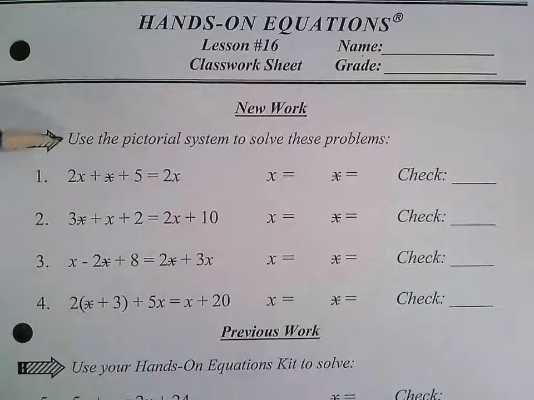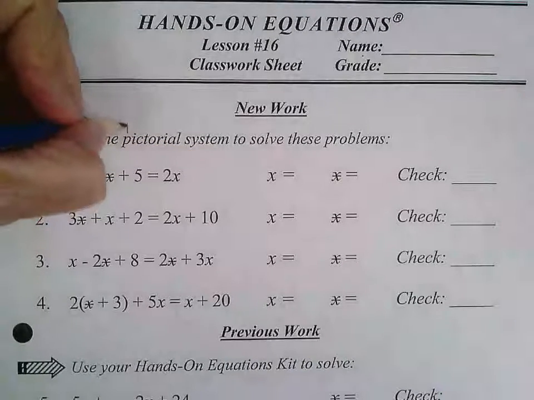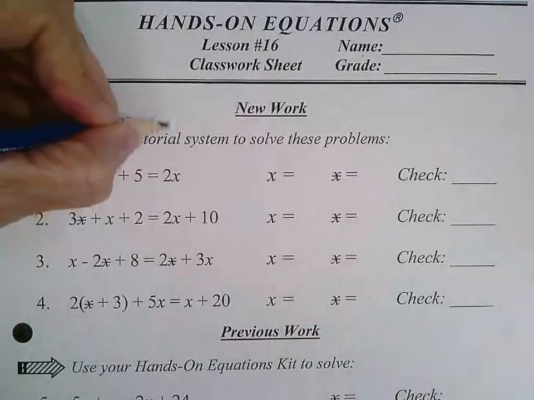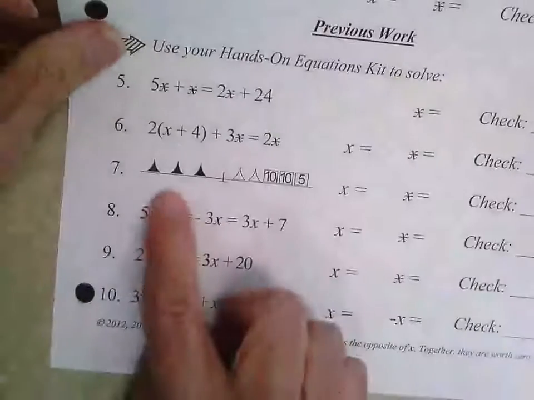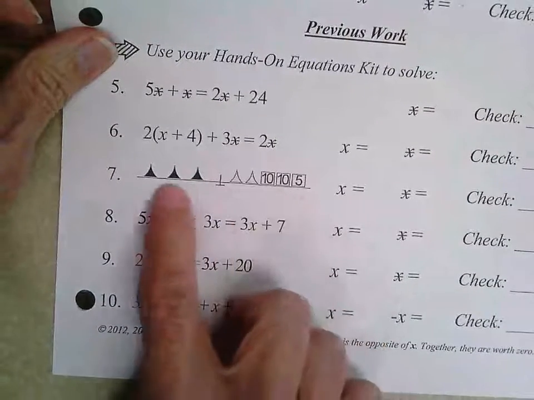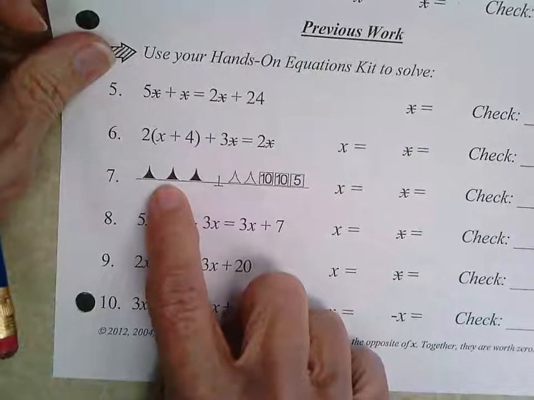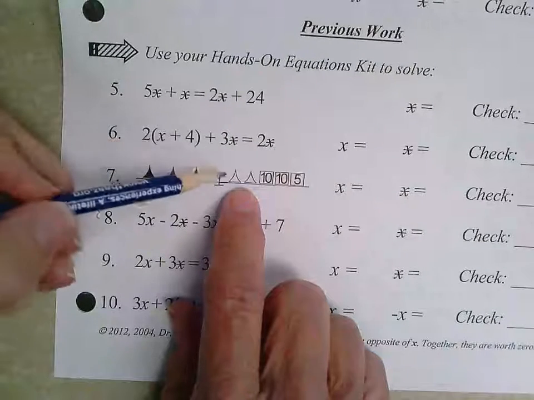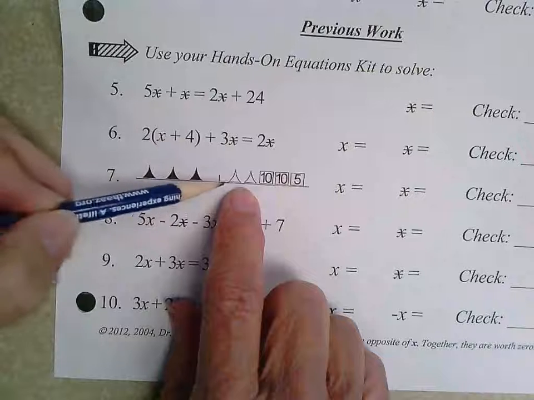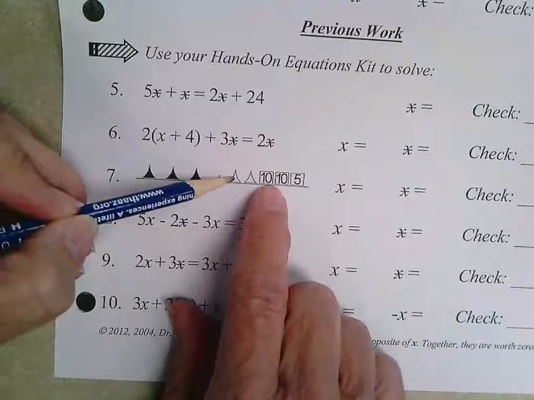16, new work. Use the pictorial system to solve these problems. Pictorial just means picture. So what they want you to do is go back to representing the problems like this. So all we're going to do is draw the little chocolate chip looking X values and the white chocolate chip looking representations for the stars, or for the opposite of X, and then we just put a box around the numbers.